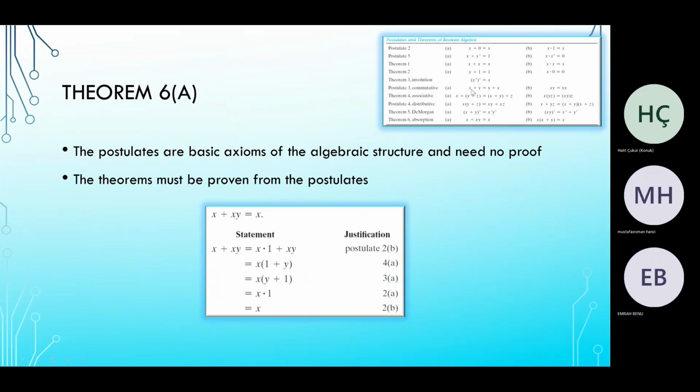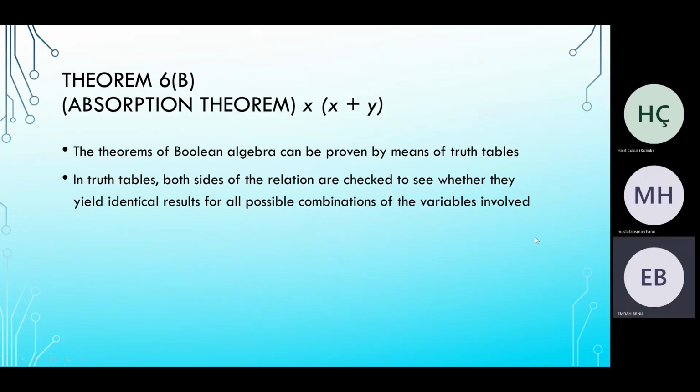Now this is, we change position, and from 2a, x or 0 is x. Is it wrong? Something wrong. Anyways, this is 1, and x and 1 will be, from here, from 2b, x. And that is absorption.